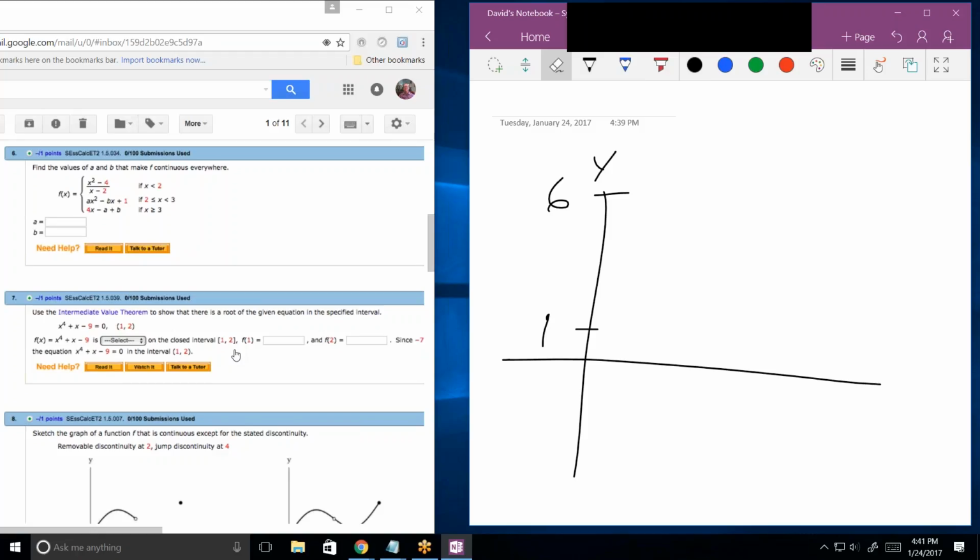So you have to say what f of 1 is and f of 2, and you have to say what you're going to select here. What are your options? Let me push on that. Will it show me the option? No, because it's just a screenshot. It's defined, continuous, negative, or positive. It's how many choices? 4. Defined, continuous, negative, or positive.